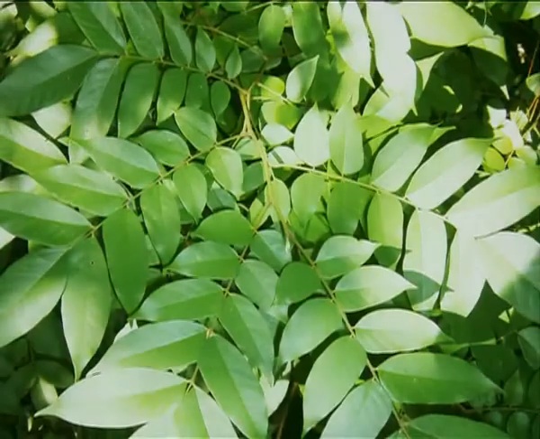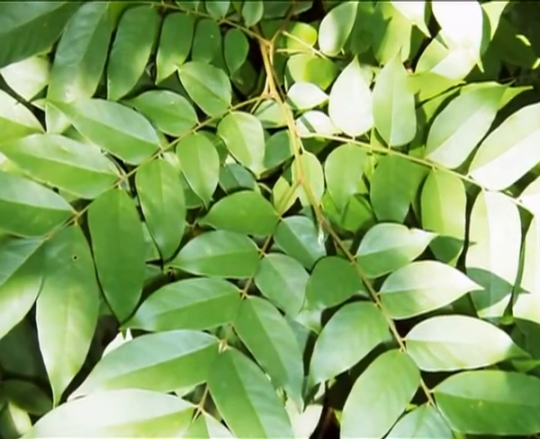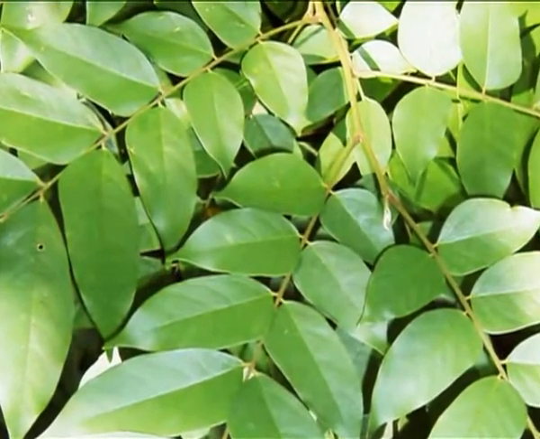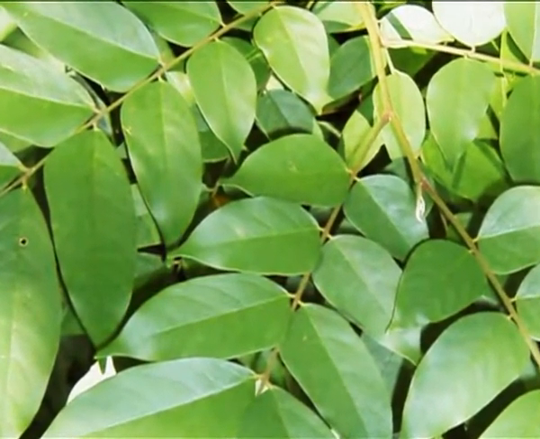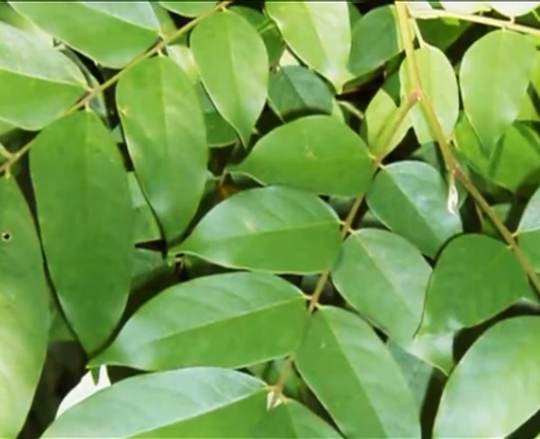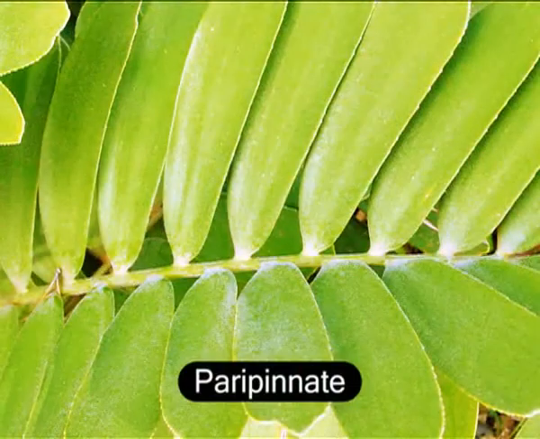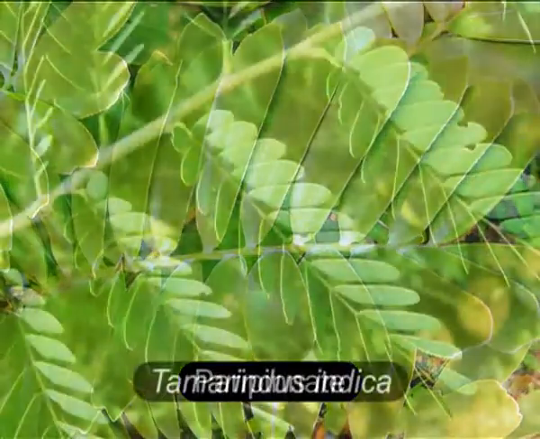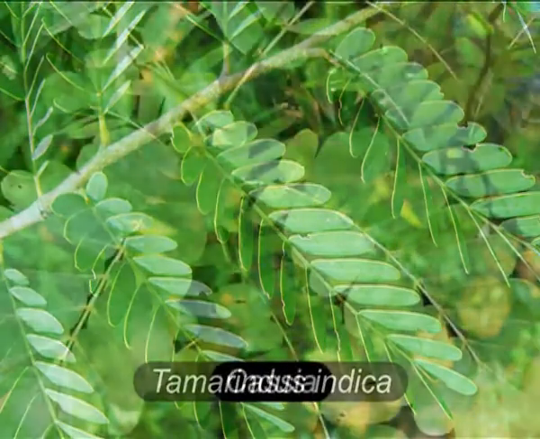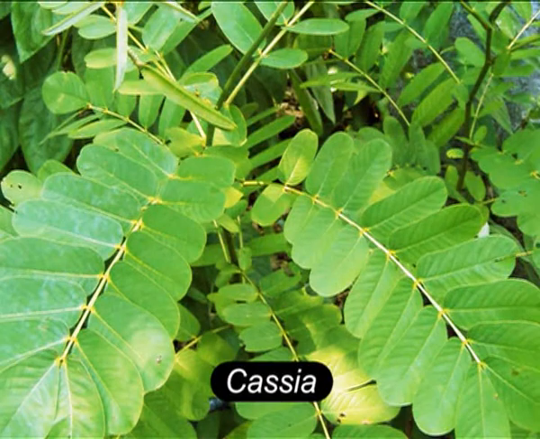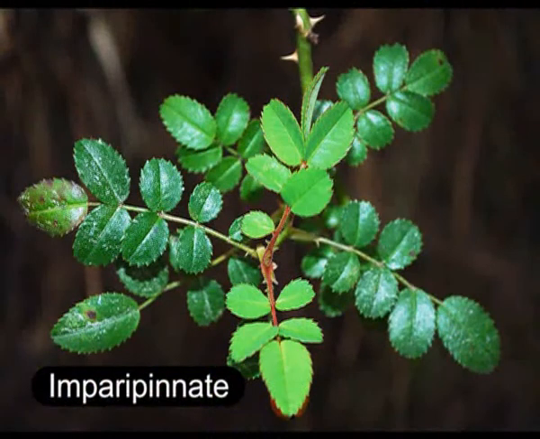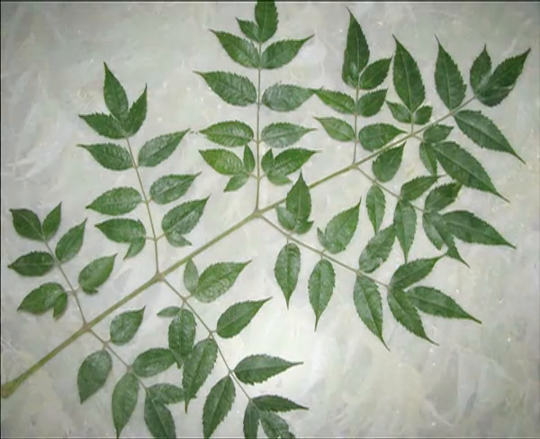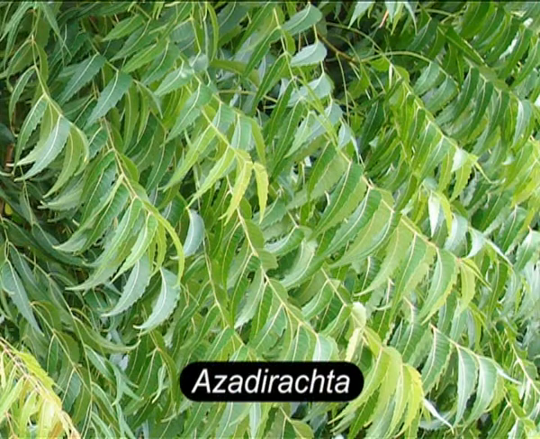Unipinnate. Here the leaf lamina divides only once and leaflets are borne directly on the rachis or midrib. It is further of two types: paripinnate with even number of leaflets, as found in Tamarindus indica and cassia, and imparipinnate with odd number of leaflets, as shown in the visual of neem, known as Azadirachta.